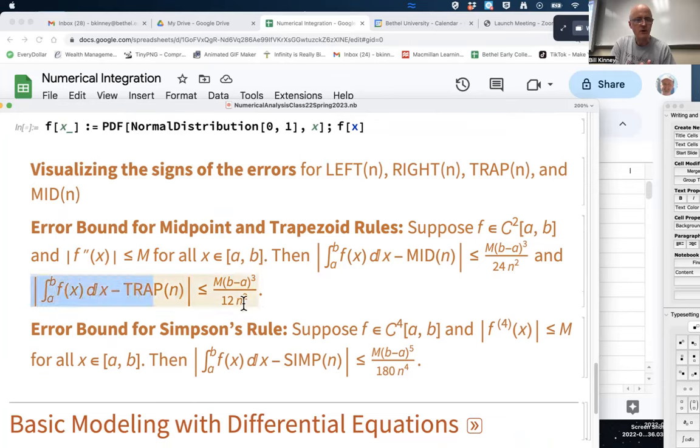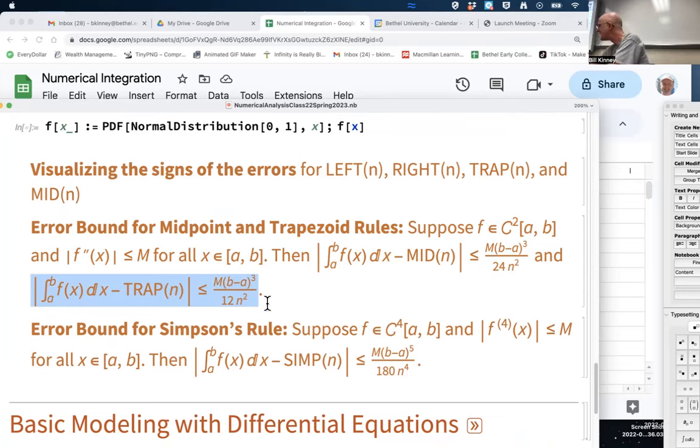The trapezoid rule has an error bound that looks like that. Notice we've got the absolute error, the absolute value of the actual value of the integral minus the trapezoid approximation for a given value of n is less than or equal to m times b minus a cubed over 12n squared, where m is an upper bound for the second derivative of the function on the interval. That's worth writing down.